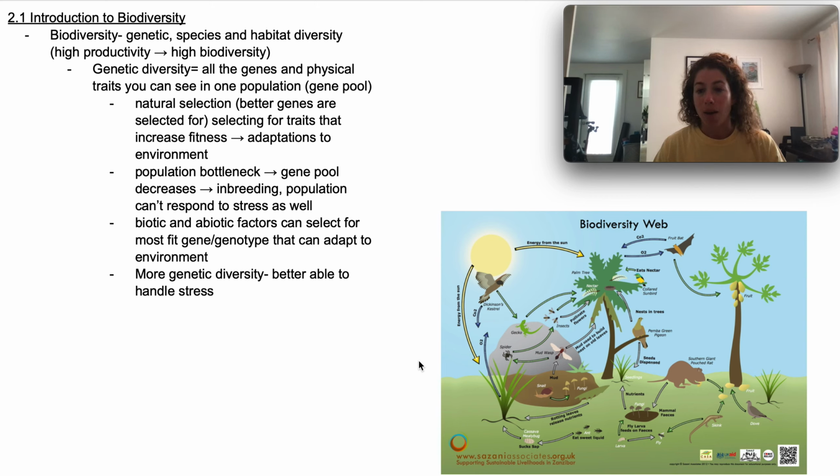Think about whenever we decrease a population size by overhunting, or maybe there's some sort of environmental condition that they can't survive. So the population shrinks really quickly, and that's of course reflected in their gene pool, decreasing genetic diversity. And now overall, you're unable to respond better to stress because you have less traits to choose from for natural selection. So overall, the more genetic diversity you have, the better able a population is to handle stress. You have more genes, you have more traits to choose from.